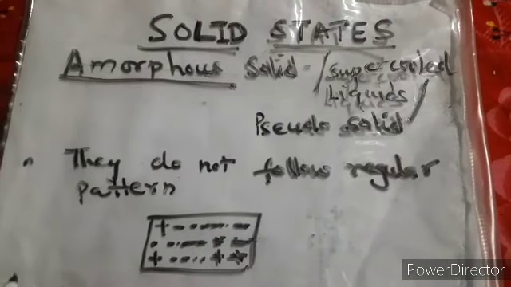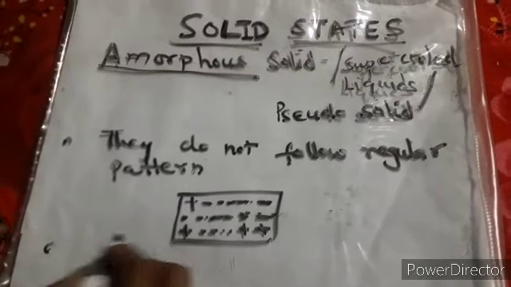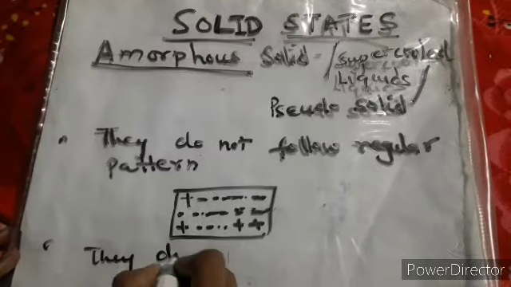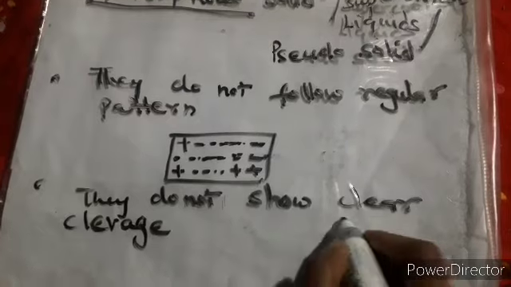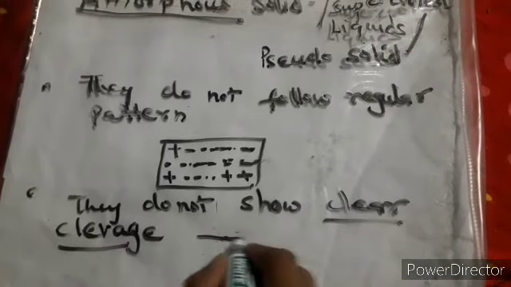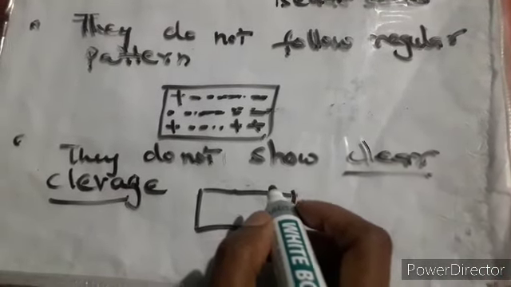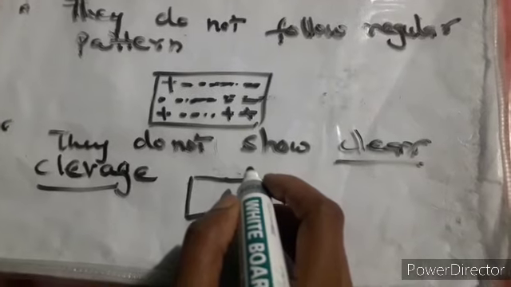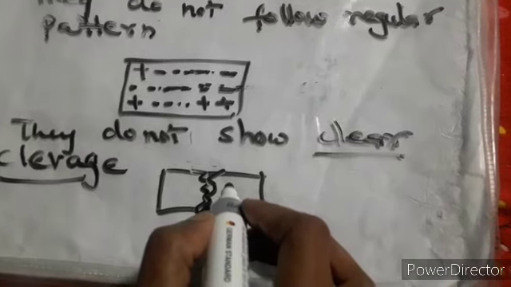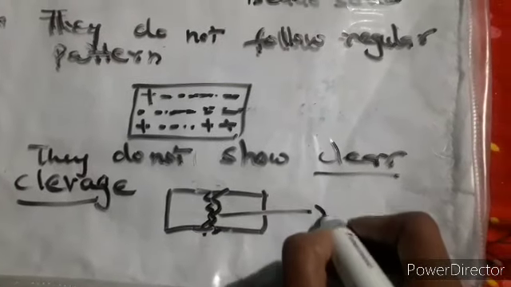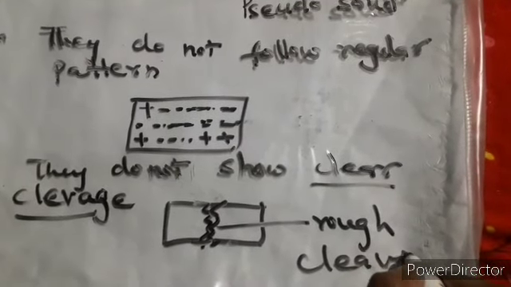Then in the previous case we have seen the cleavage; they show clear cleavage. Over here they do not show clear cleavage. If you cut it with a knife, over there you are getting a very smooth form and all the arrangement was the same. But over here it's not smooth, it is a rough form, and there is no clear cleavage. So we get a rough cleavage over here. These are some points which we can see.